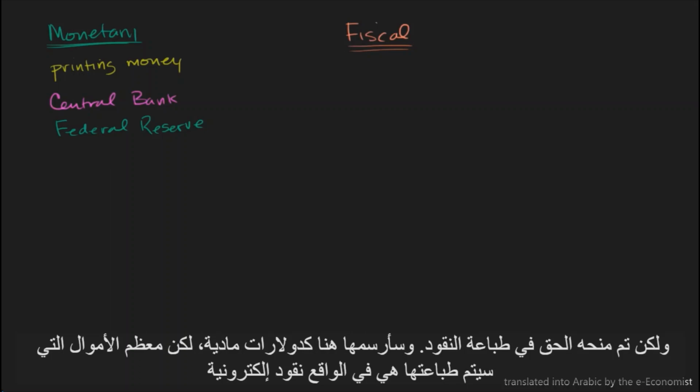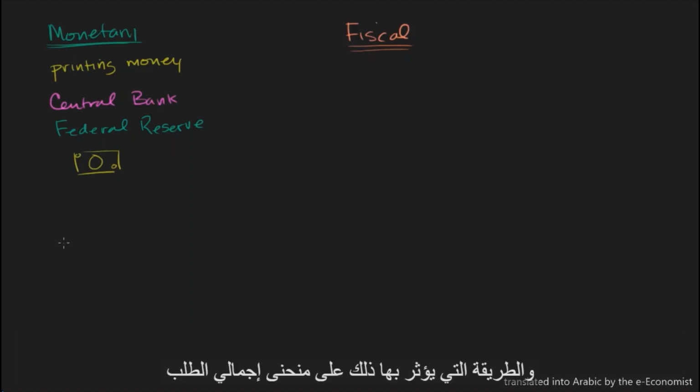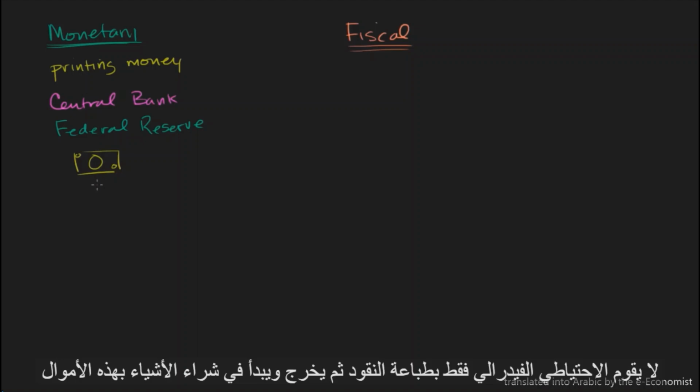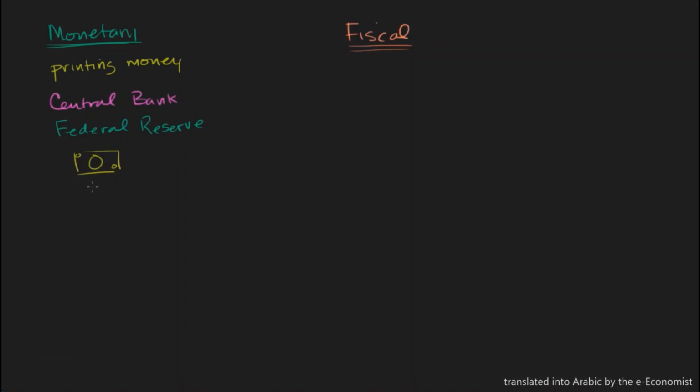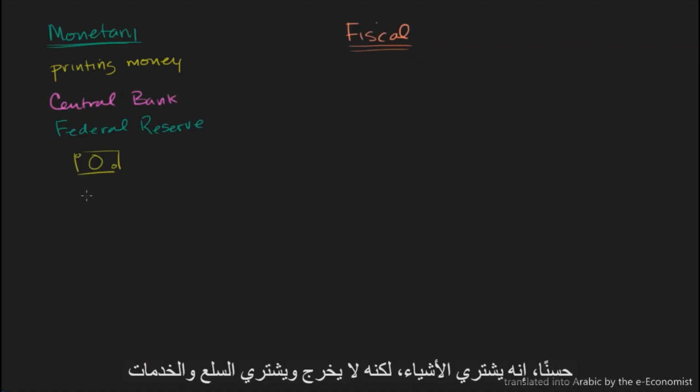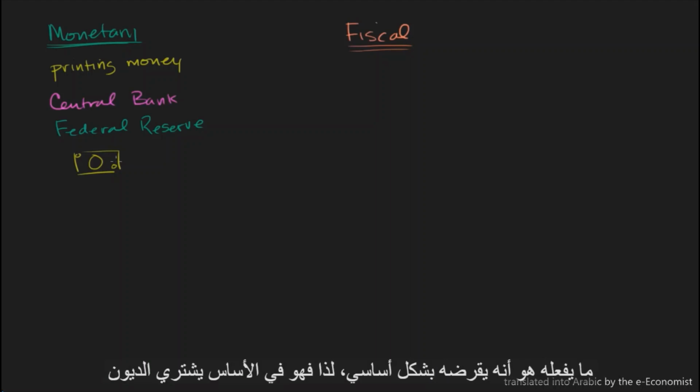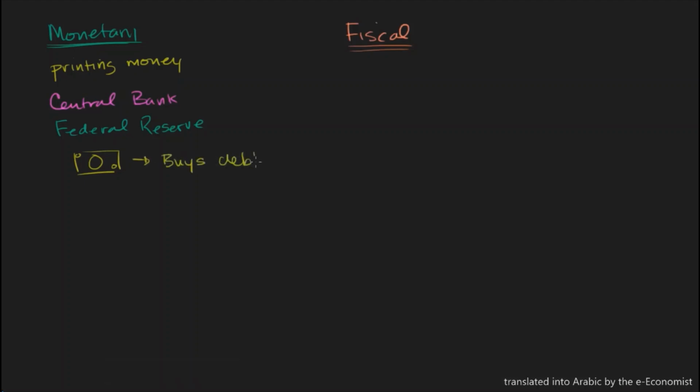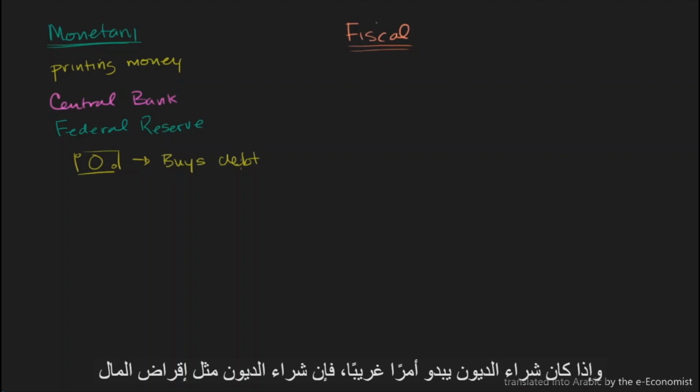I'll just draw it here as physical dollars, but most of the money that it's going to print is actually electronic money. And the way this affects the aggregate demand curve, the Federal Reserve doesn't just print money and go out and start buying things with it. Well, it does buy things, but it doesn't buy goods and services. What it does with this is essentially lend it out. So it's essentially buying debt.